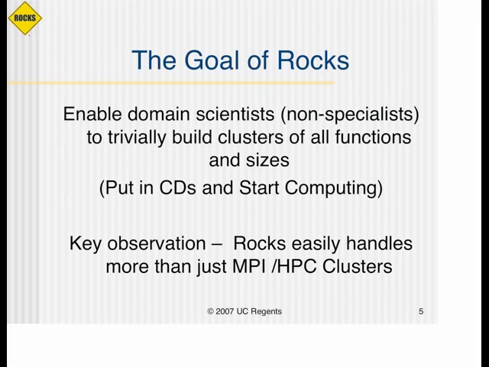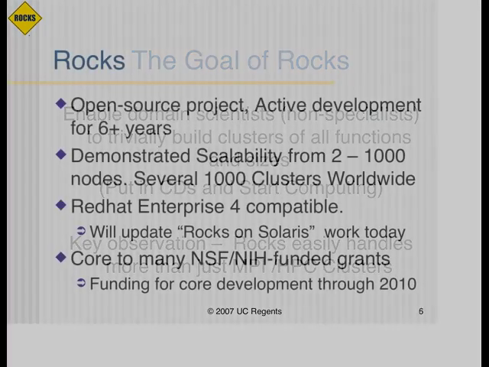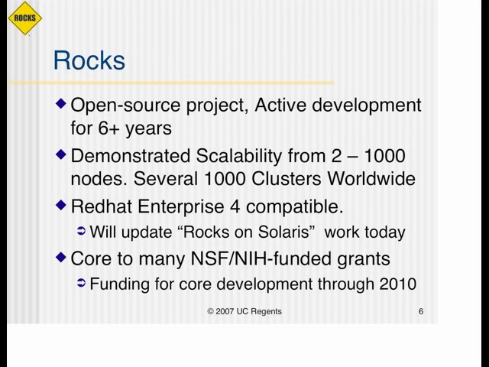So ROX itself has been around 6+ years. We should be saying 7 now because our first release was at SC 2000. It was a very cranky, clunky release of software, but it was out there for people to work with, and we've had many releases, averaging about 2 a year since then. It's Red Hat Enterprise 4 compatible. That means it runs on CentOS, it runs on Scientific Linux, and a variety of other things. But it's important to note it's Red Hat Enterprise Linux.